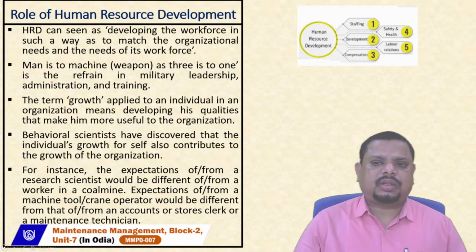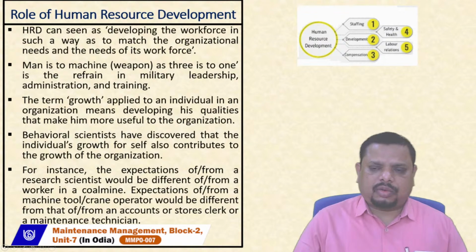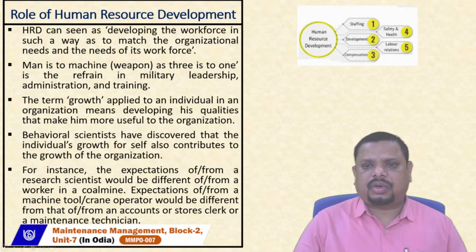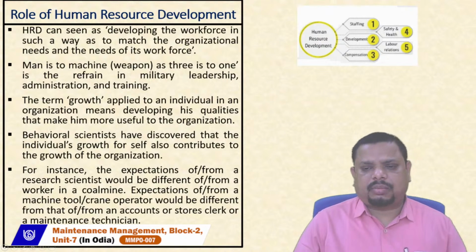So if you understand what is known as the most important human resource development, if you go for classification, first go for staffing, the next is development, then the third one is providing compensations, and the fourth one is higher safety and health, and they must establish better labor relations with the different levels of organizations.